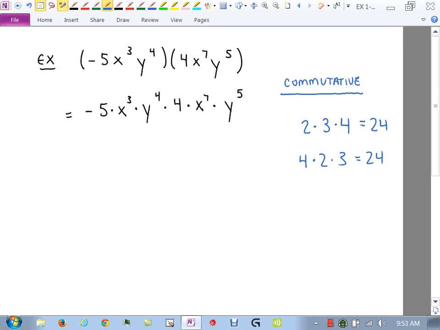So what I'm going to do is scramble these around because it won't change the answer. And I'm going to put all my numbers together, all my x's together, and all my y's together so they're side by side. So I'm going to have a -5 times, let me grab that 4 and put it next to it. I have an x to the 3rd. I'm going to grab that x to the 7th, put it next to it. I have a y to the 4th, and then I have a y to the 5th.